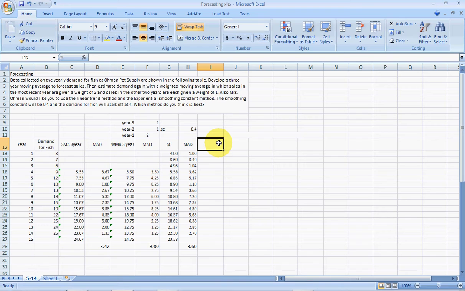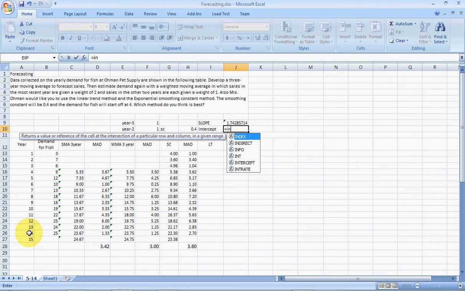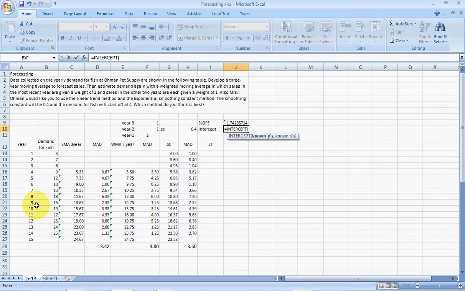So the next one that I'm going to show you is linear trend, so LT. So with that we need slope and intercept. So to find slope, it's really easy. We just do equals slope and then y's, then x's. So y is what we're trying to predict, and x is our x's. For intercept, it's just equals intercept. And this one's also y's and x's, so just highlight y's and then x's.